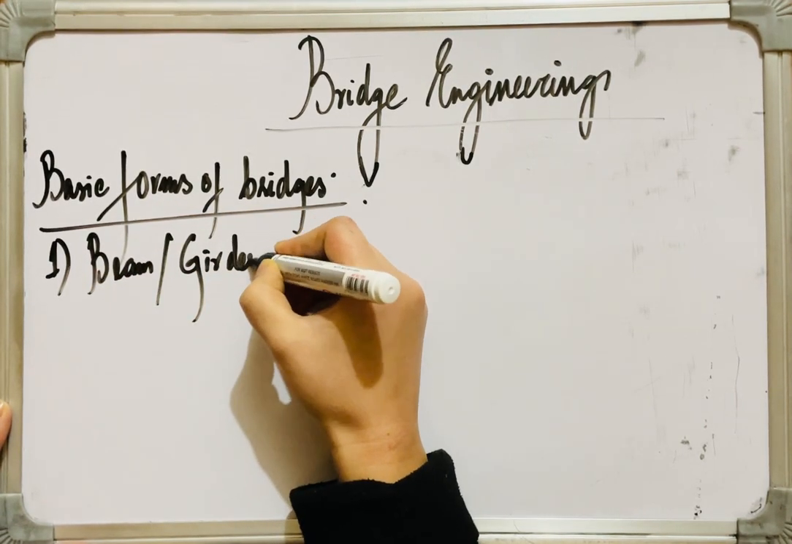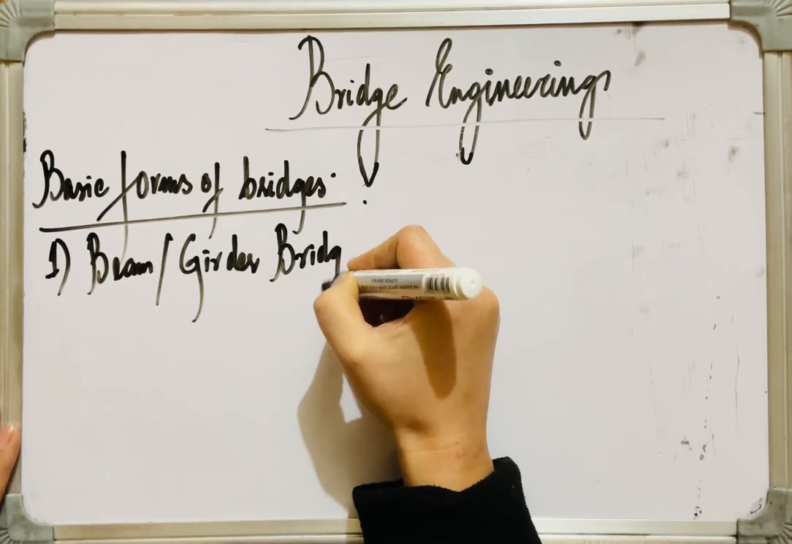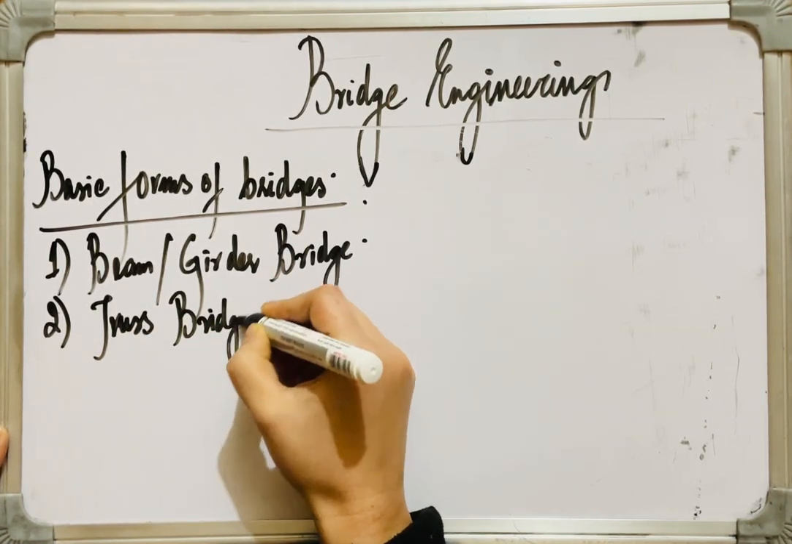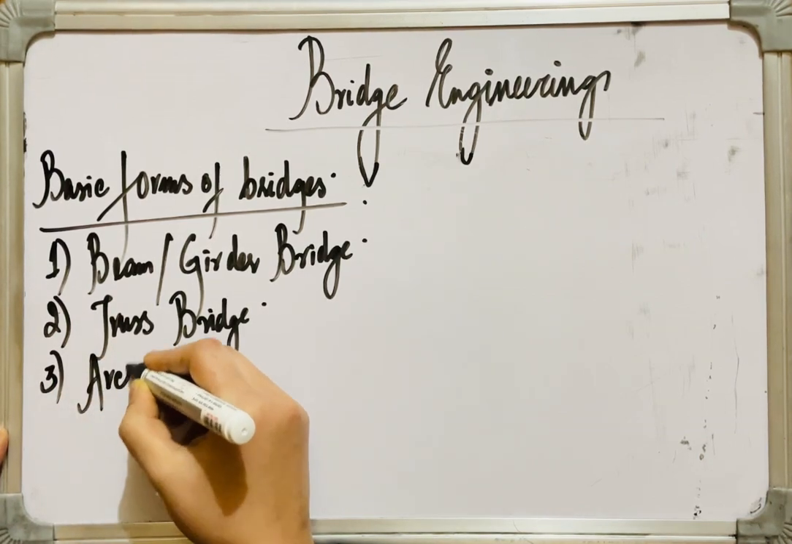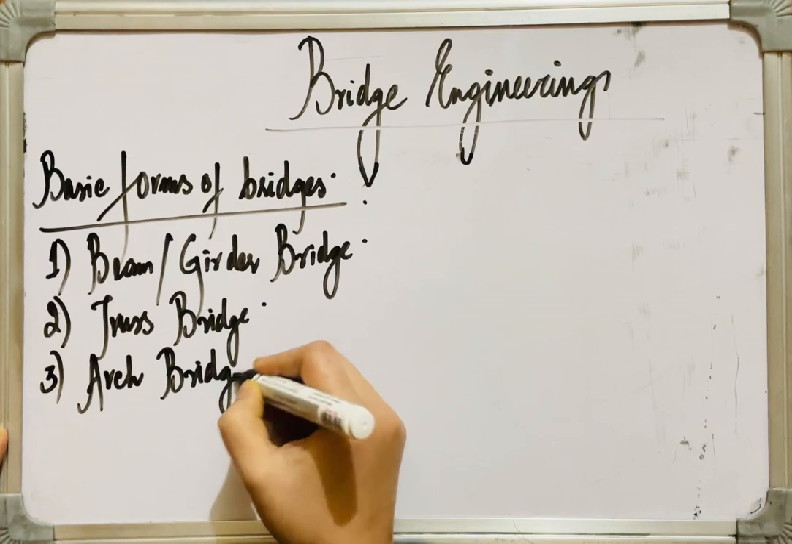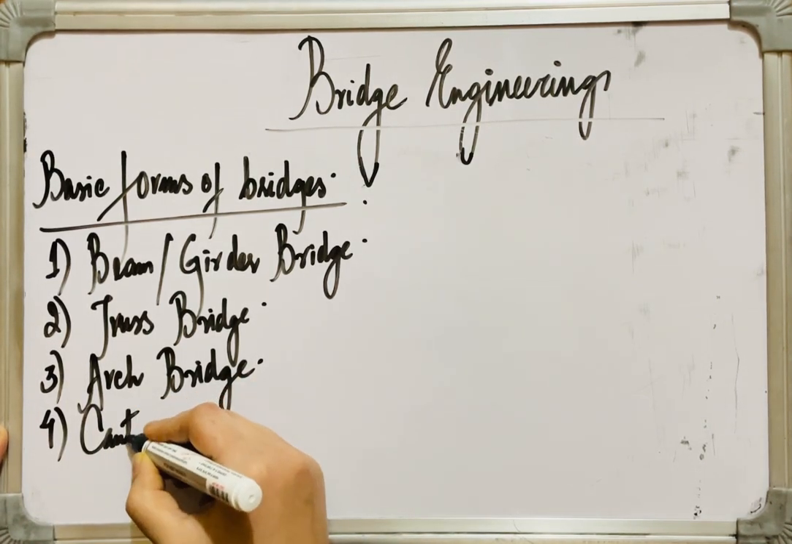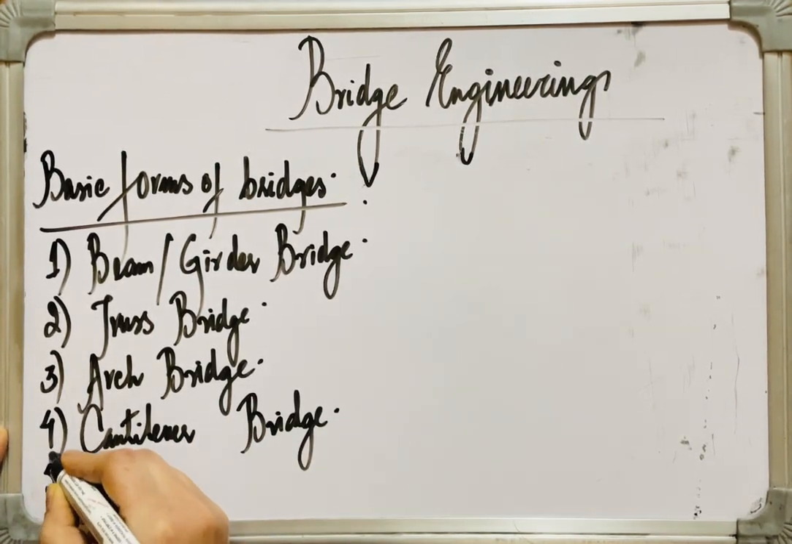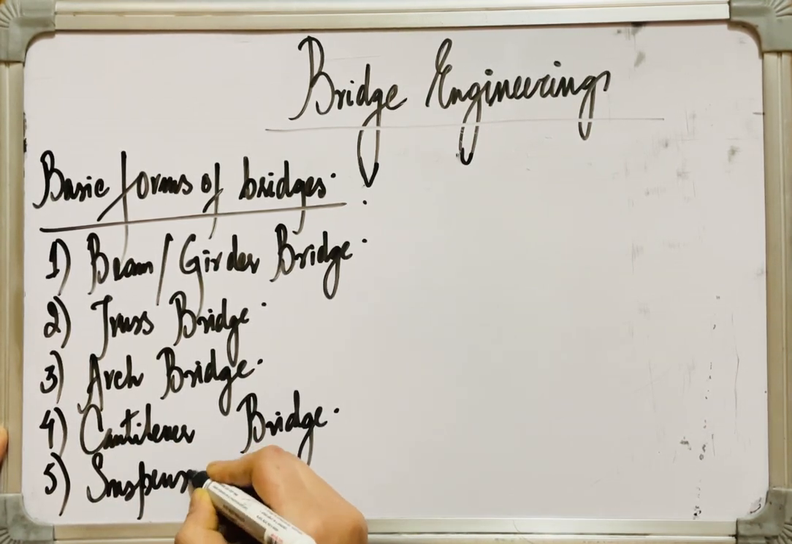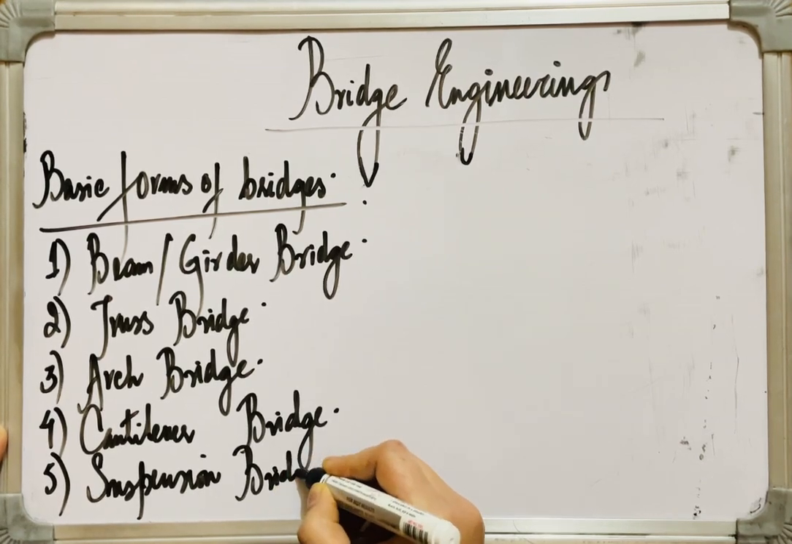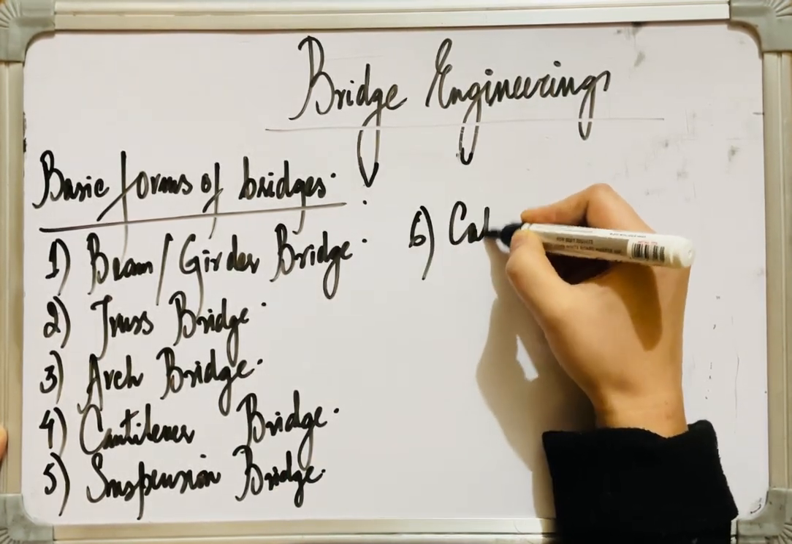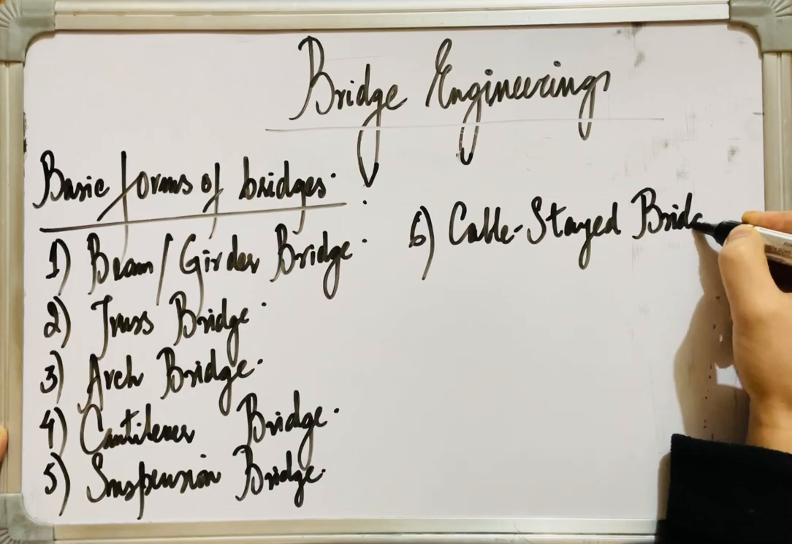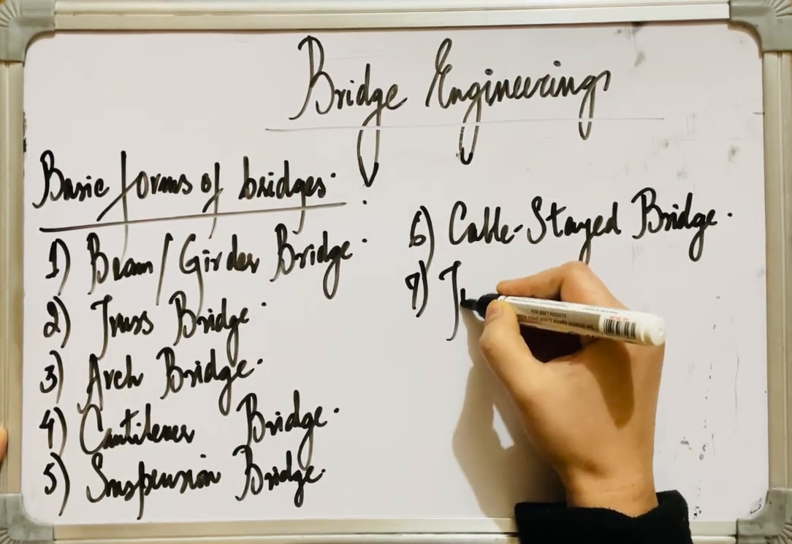Then we have truss bridge, then arch bridge, then cantilever bridge, fifth one is suspension bridge, then we have a cable stayed bridge, and the last one is a bowstring bridge or a tied arch bridge.